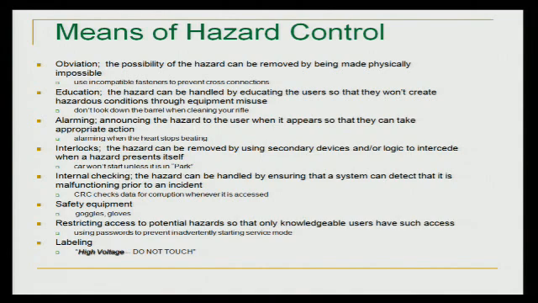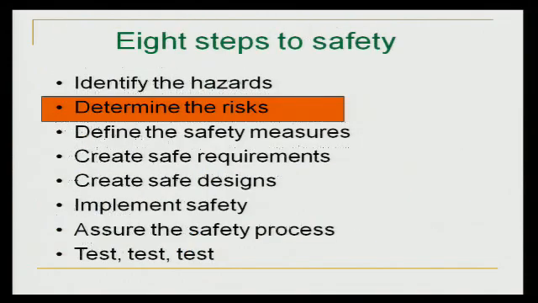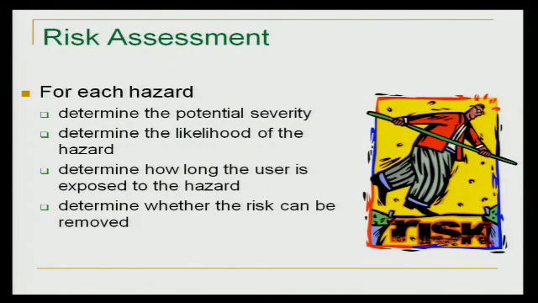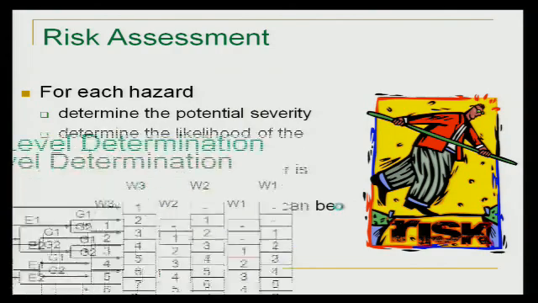I know I'm going through this pretty quickly, but I don't need to read all this. I'll let you read it. But that's the approach you want to take to do this kind of hazard control. You have to understand the risks. For each of these hazards, you have to understand the potential severity, that little table I showed you, the likelihood, even how long the user may be exposed to a hazard. Sometimes it's okay to expose them for a while, sometimes it's not. And then can the risk ultimately be removed?